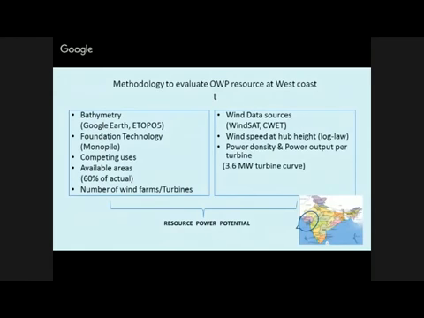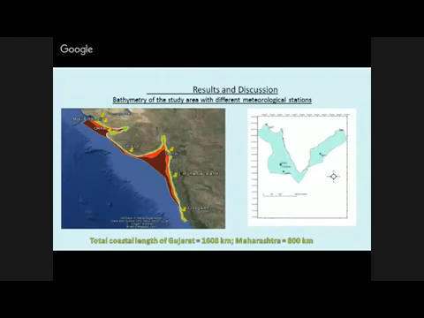Another is the wind data source. Through satellite or various other sources we can collect the data, and then using that data we can convert the wind speeds at a particular hub height where we install the power plant, and then convert them into power density and power output per turbine. For example, you can use a 3.6 megawatt curve, or install a 5 megawatt turbine, depending upon the capacity. We have done one small case study for the Gujarat coastal areas, on the western coast, where the coastal length of Gujarat is around 1,608 kilometers.